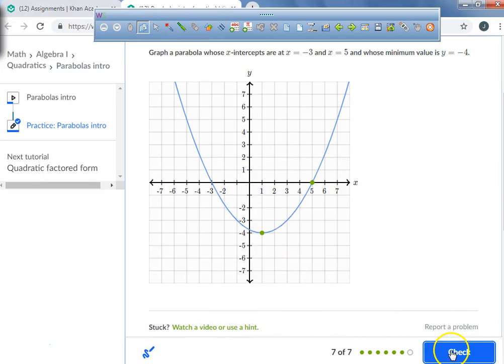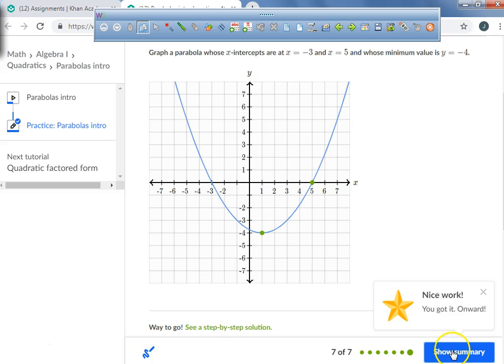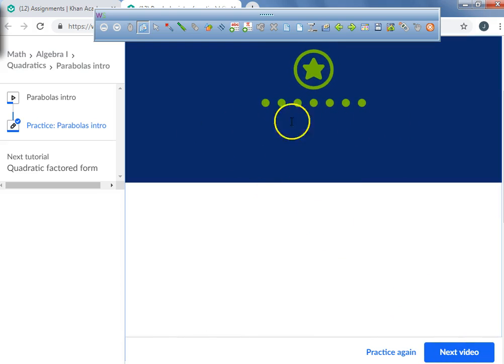So that's what you guys are doing when you're working these problems. Okay, now what we're going to do next is go to what's called the zero product property.